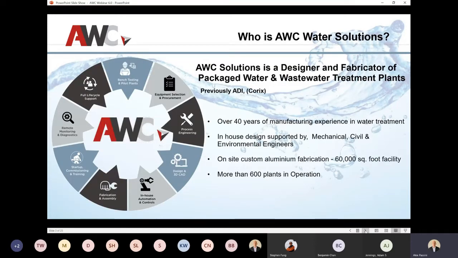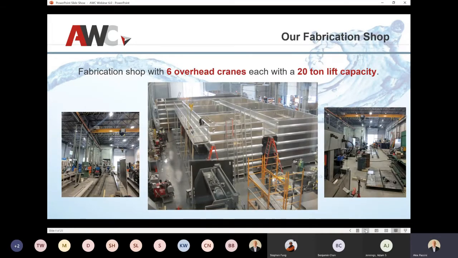So for those of you that are new with us or that are just logging in, the AWC, we design and manufacture water and wastewater treatment plants. We have been around for over 40 years. We have close to 600 plants operational worldwide, with a lot of new ones coming up and some fun ones in store. So it's kind of what we do. We manufacture everything in-house, so we have a good fabrication shop in Langley, BC. This is about half hour east of Vancouver, on the west coast of Canada.